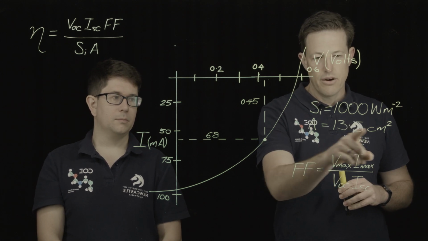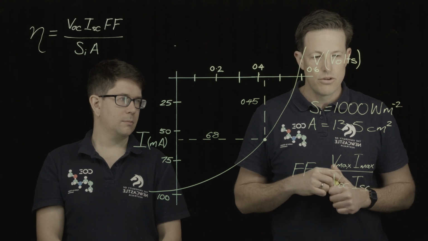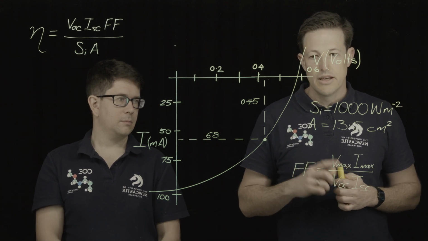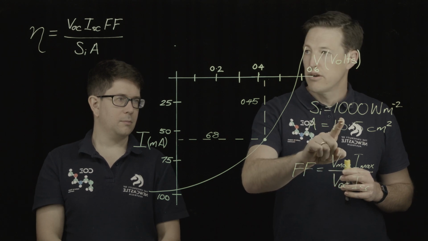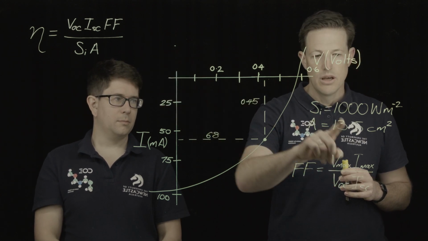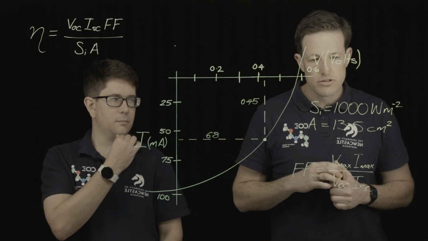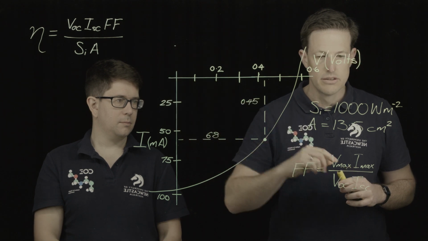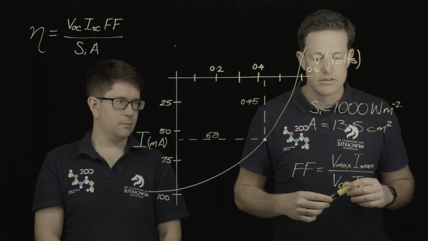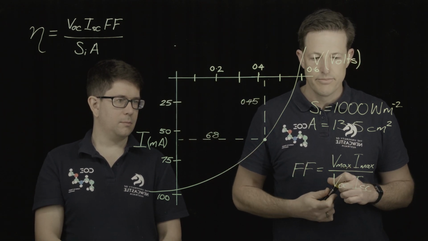We also have an area here of the solar cell, so 13.5 centimeters squared. Now, another important point to note is that when we transfer this area up into this equation here, we're going to have to convert the centimeters squared into meters squared. We've got to have the units in meters squared over here. But it's more convenient to write it in centimeters squared.